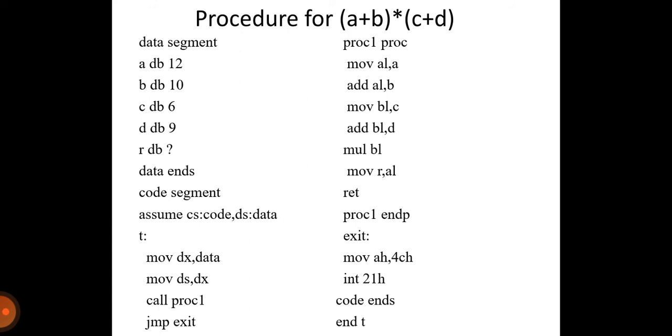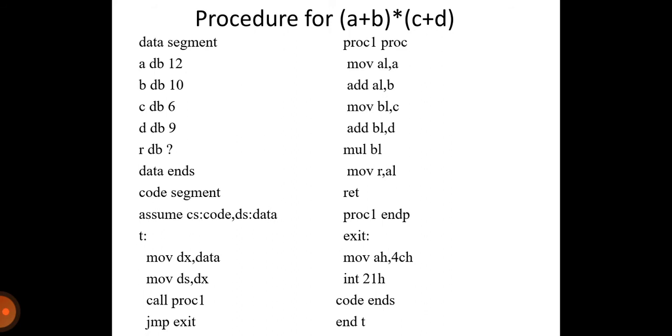Now this is another question asked in the manual: (A plus B) into (C plus D). One procedure is written for that. A is transferred to AL, then we perform addition of AL and B, and the addition is stored in AL. Then C is transferred to BL, then addition of BL and D, means C plus D.